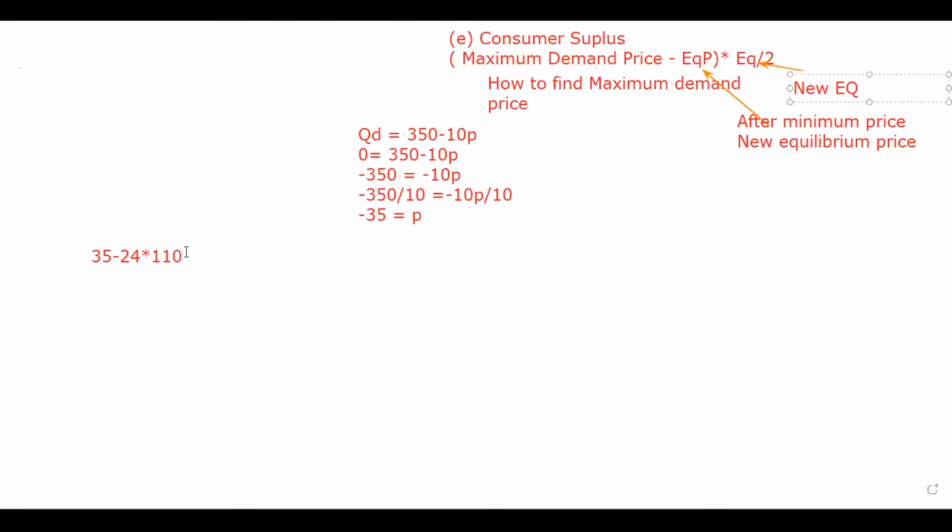Now 35 minus 24, into 110 divided by 2. What is my answer? 35 minus 24 will give me 11. 11 into 110 will give me 1210. So 1210 divided by 2 will give me a value of 605. So this is the actual value of consumer surplus.